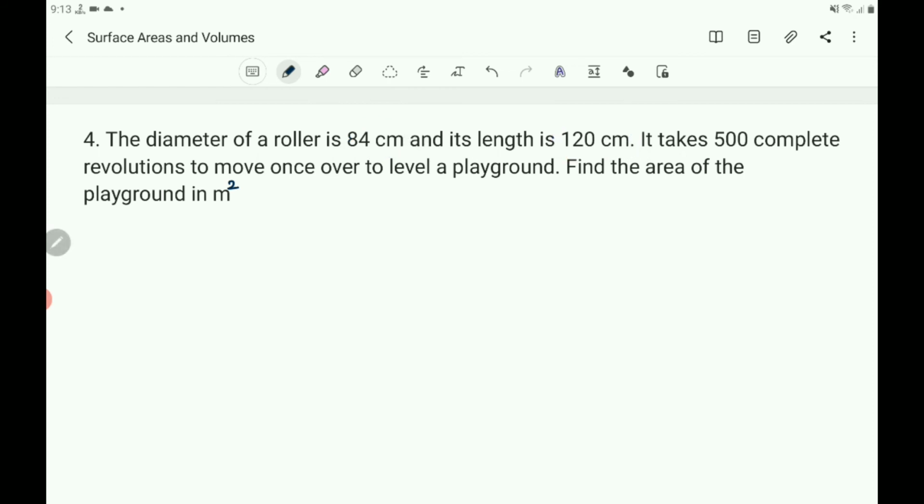Find the CSA of the roller. One round means that is the CSA of the roller, and if that CSA is multiplied by 500, then that becomes the area of the full playground. So you take the solution.